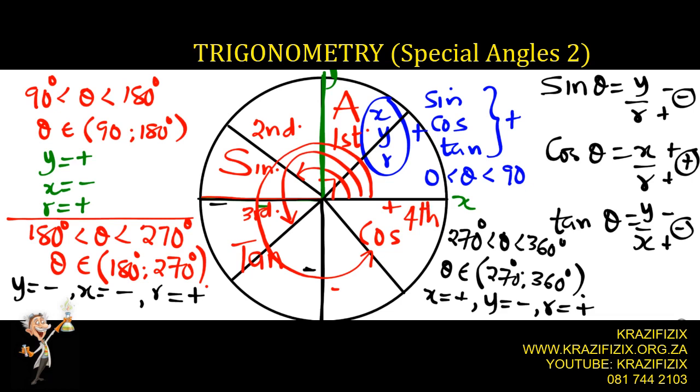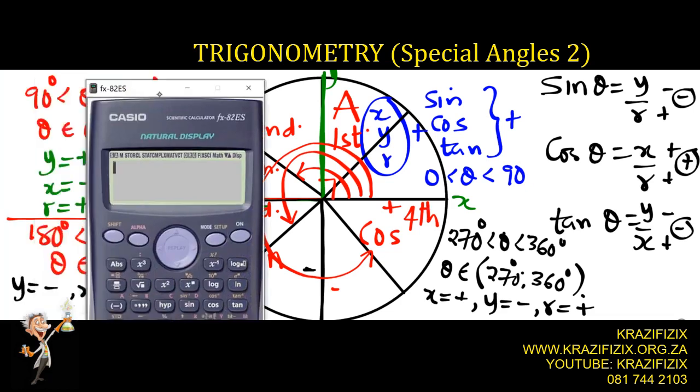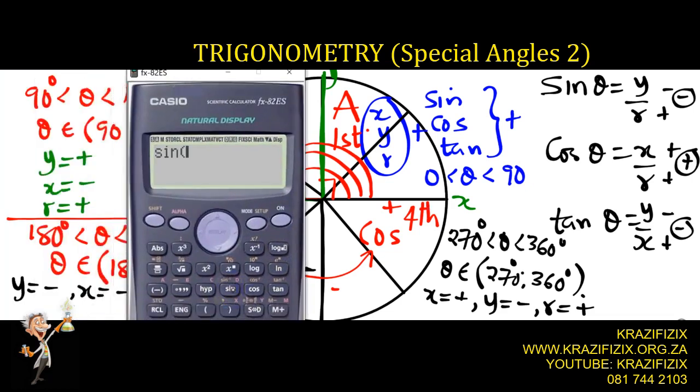Okay, let's check an angle. 300 will be fine. Sine 300. What are we expecting? Positive or negative answer? We're expecting a negative. Yes, negative. Alright, good. Cos 300, which is positive there. Alright, 0.5. And tan 300, what will that be? Negative. So we're perfectly correct.